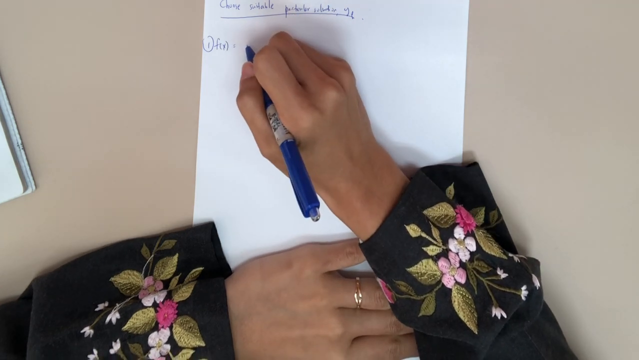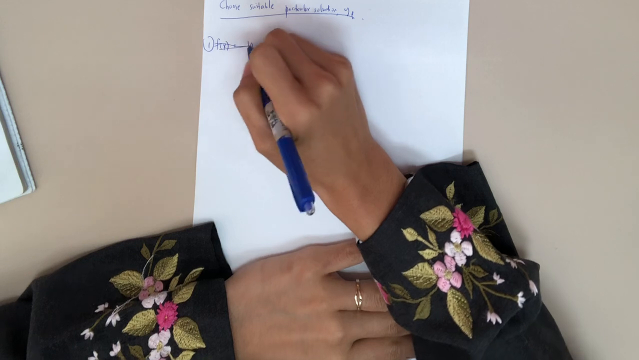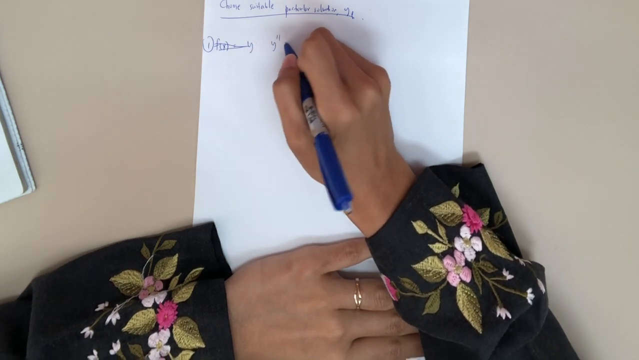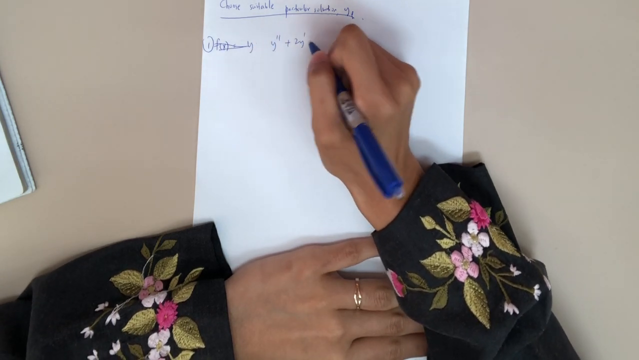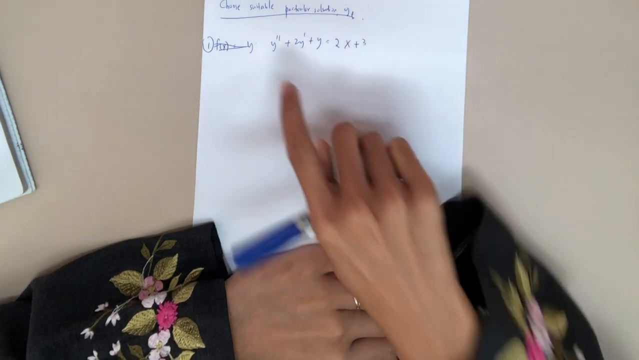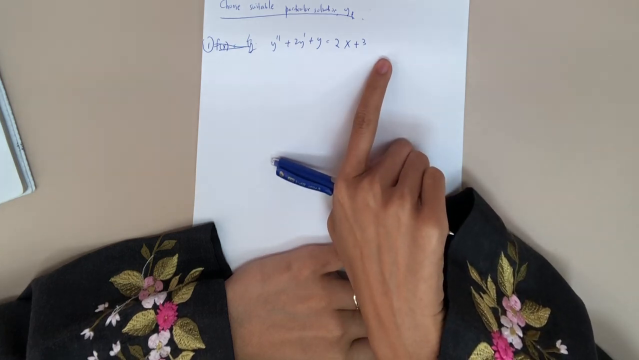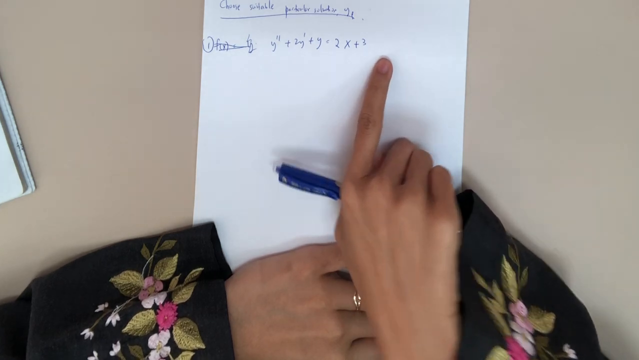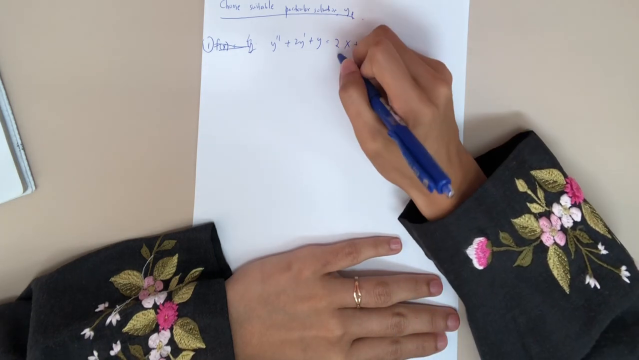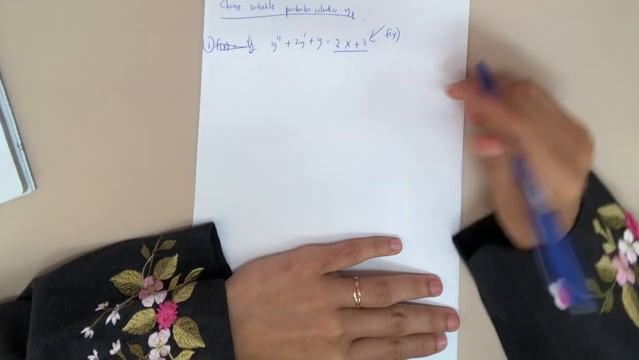So this is the first f(x). This is the equation: y double prime plus 2y prime plus y equal to 2x plus 3. So this is your equation. So the first thing first is you need to check your f(x). So this is your f(x).